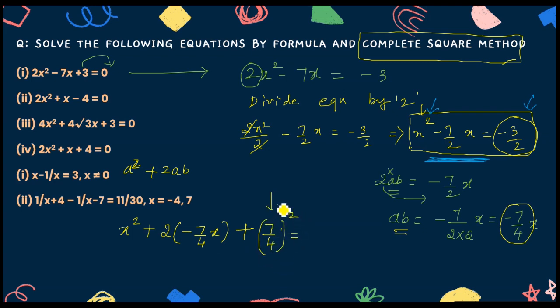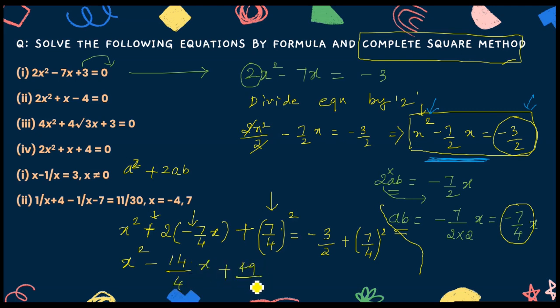Now when you add this 7 by 4 whole square on the left side, you will do the same thing on the right also, because you cannot do it on one side and leave the other side, or else this will be a violation. So you'll do it on both. Now you have completed your square. Now rewrite this: x square, here you have plus and here you have minus, and there is a multiplication, 2 into this. So this becomes minus 14 by 4x plus 49 by 16.